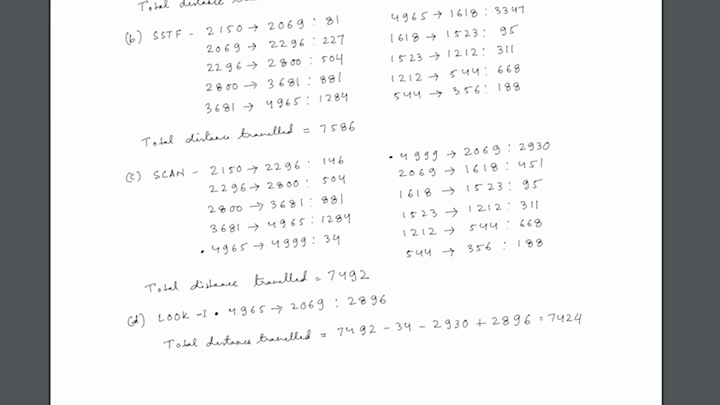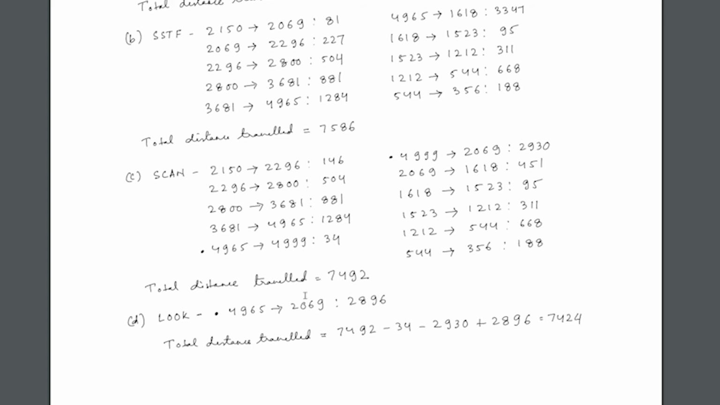So what is the difference between LOOK and SCAN? What LOOK is going to do is, once it reaches the last request in that direction, which in the case of SCAN was 4965, the last request on the rightmost side is 4965. What SCAN does is it goes from 4965 to 4999. LOOK will not do that. LOOK will see that there is nothing after 4965, so it changes direction at this point. It's not going to go to the very end of the disk.